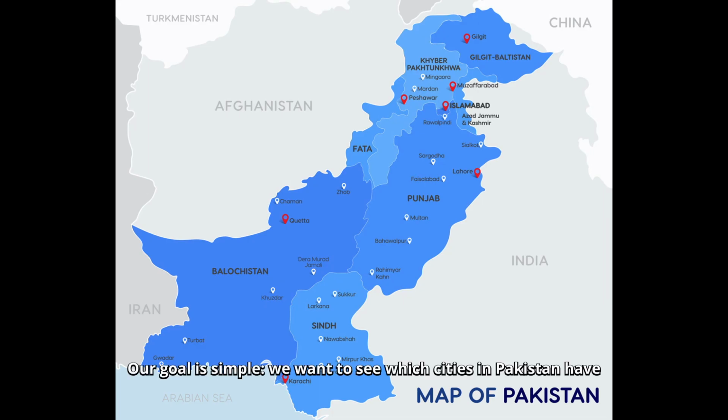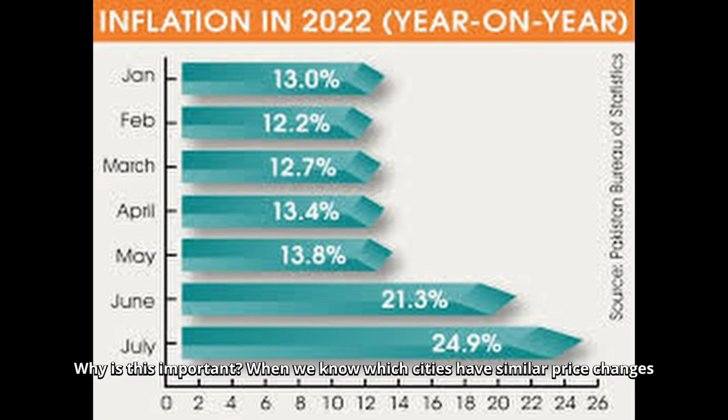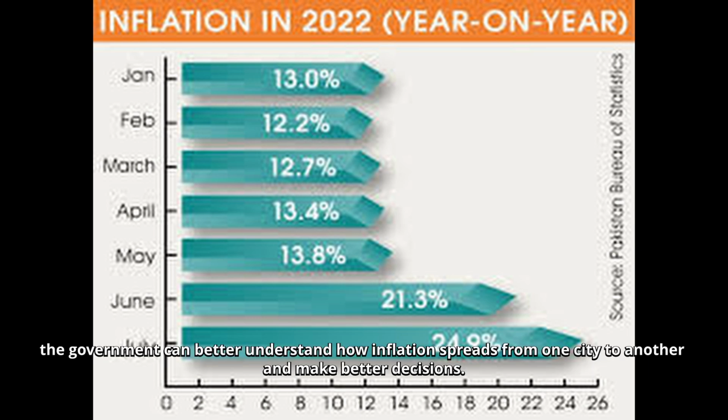Our goal is simple. We want to see which cities in Pakistan have similar inflation patterns by looking at price data from 2023 and 2024. Why is this important? When we know which cities have similar price changes, the government can better understand how inflation spreads from one city to another and make better decisions.